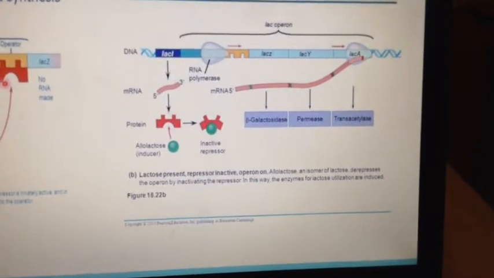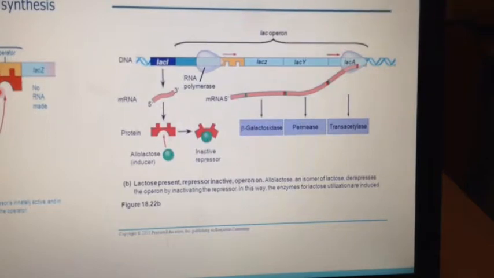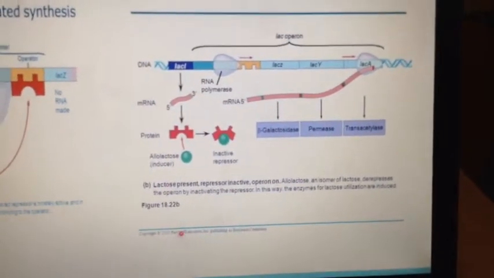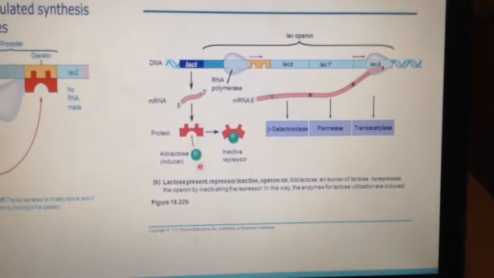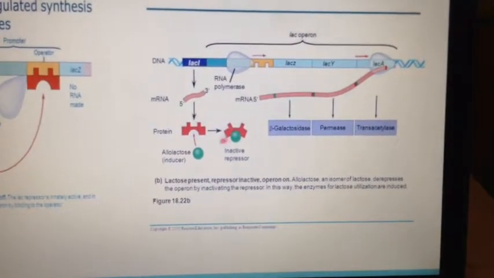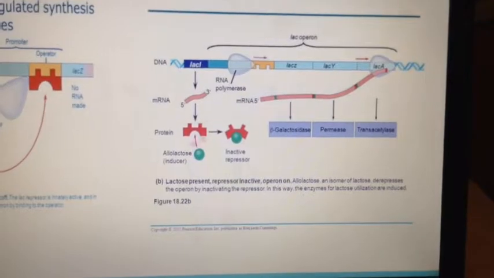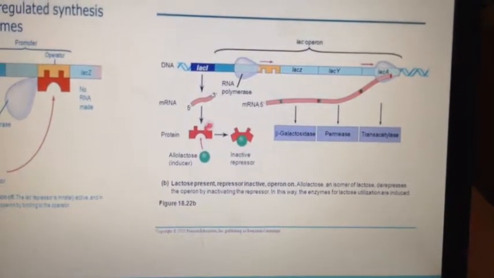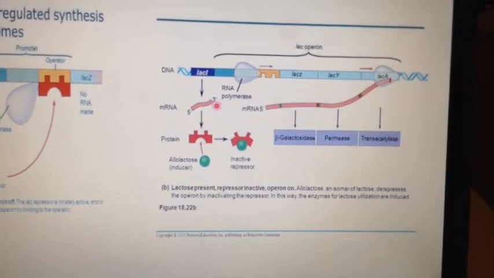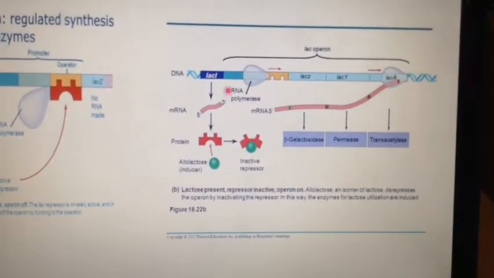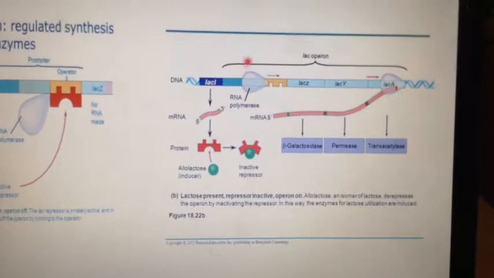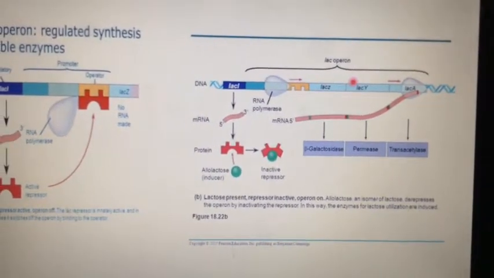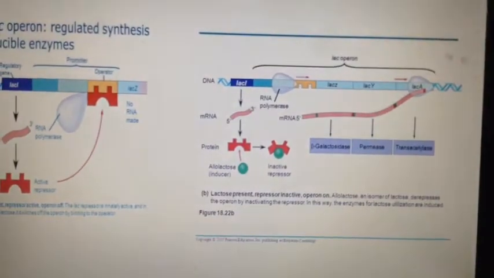Now, we're going to take a look at what happens when lactose actually is present. Here you can see that we've got what's called an inducer. This is going to bind to our protein, aka our active repressor, and it's going to prevent it from turning off our lac operon. So, you can see then that RNA polymerase is able to bind to the operon, allowing for the production of the enzymes which break down the lactose.